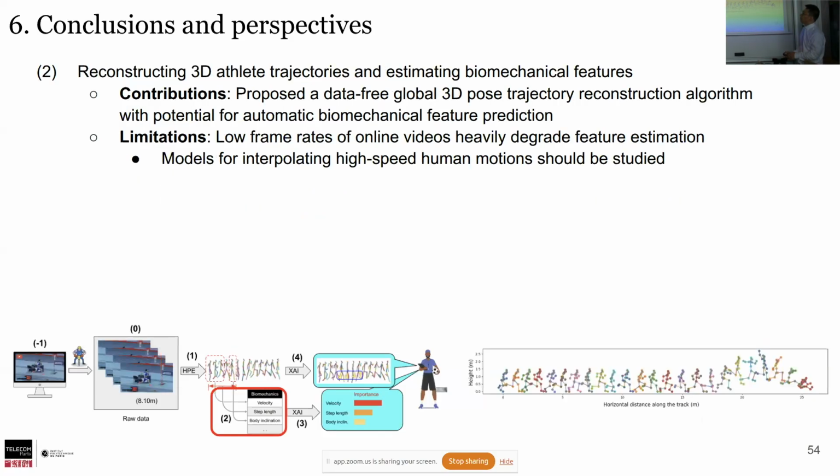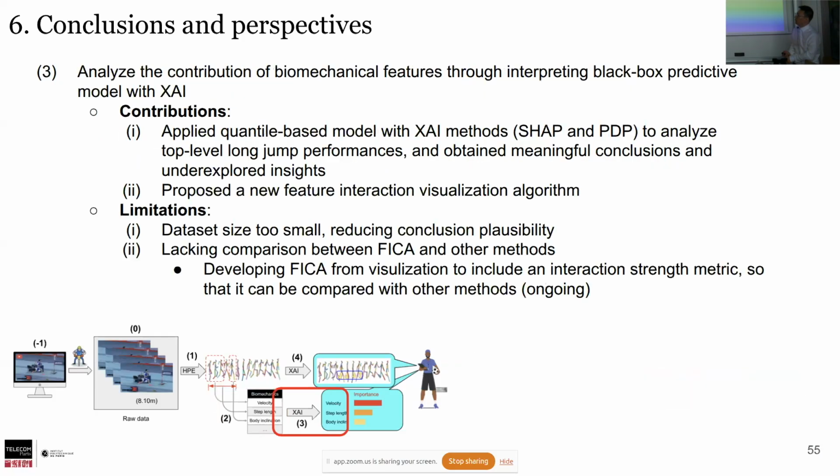The second is that we constructed a 3D trajectory and estimated the biomechanical features, but currently our data still faces the problem of low frame rate. That should be addressed in the future, for example, using models to interpolate those high-speed human motions. And for the interpretation with biomechanical features, data size is an issue for us to draw really strong and robust conclusions.